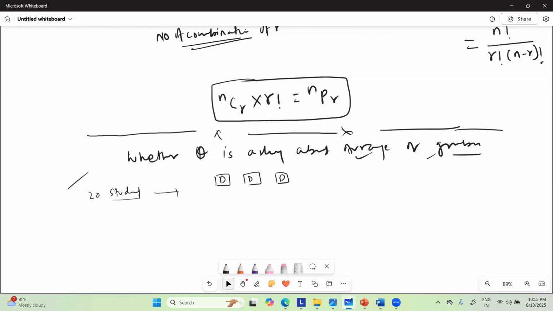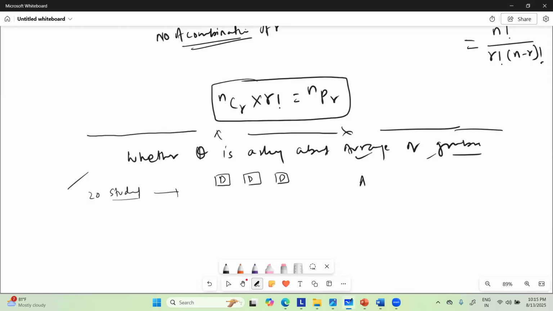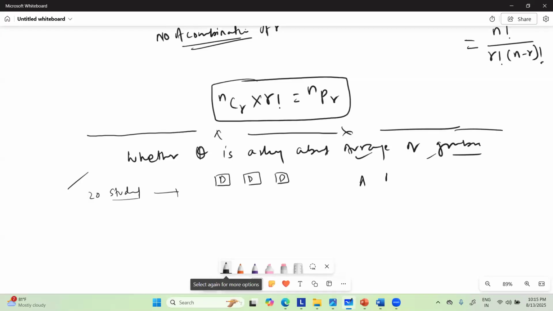Groups, sir. क्यों? So arrangements. नहीं, सर, ग्रुप, ग्रुप्स, क्योंकि डिक्शनरी जो है ना वो same है. So let's say out of these 20 students you picked A, B, C. So there is no need of arranging them. मतलब ABC is same as BAC because you just have to hand over the dictionary.